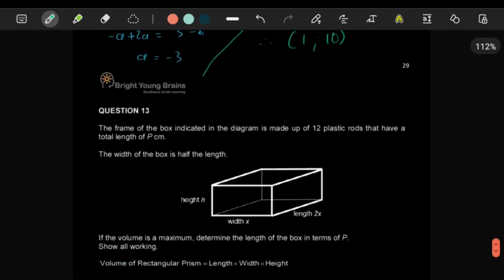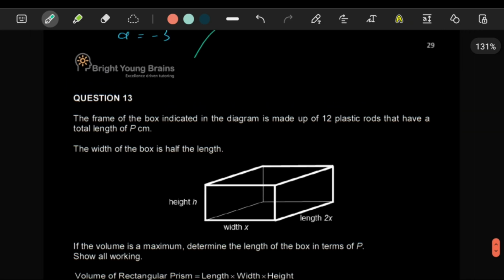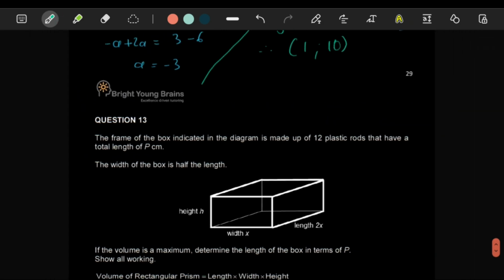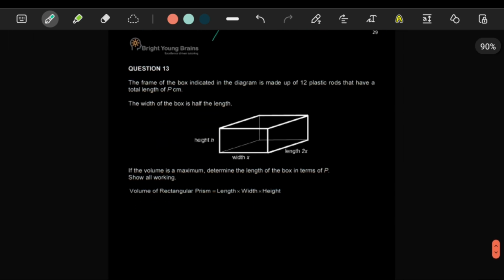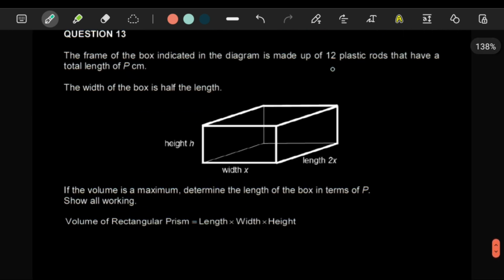So let us move on to the last question. Anyways, question 13, here we go. It says the frame of the box indicated in the diagram is made up of 12 plastic rods. Yeah, because it's 1 2 3 4 5 6 7 8 and then 9 10 11 12. The frame is made up of 12 plastic rods that have a total length of p centimeters. Then it says the width of the box is half the length. That's why this is x and this is 2x.